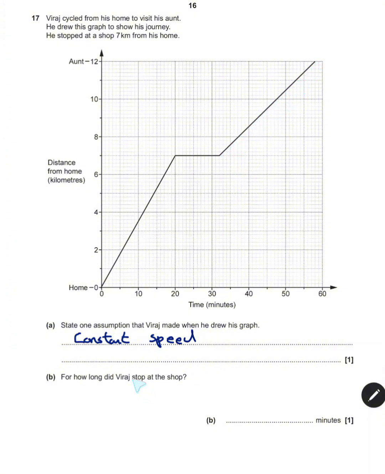For how long did Viraj stop at the shop? Well, the stop is here, where his distance stays the same. He must be stopped because along here is always 7 kilometers from home. So we need to read down to this time and down to this time. And I think each small box will be 1 minute. I'll just check. 30. 1, 2, 3, 4, 5, 6, 7, 8, 9, 40. Yep. So from 20 minutes to 32 minutes is 12 minutes.